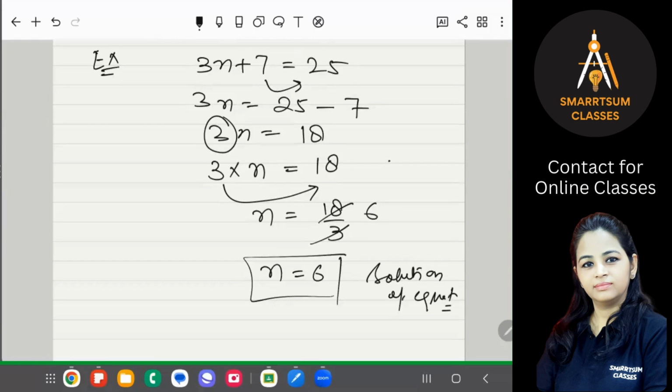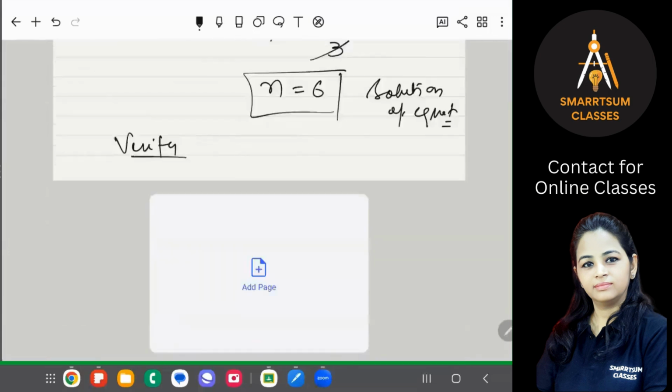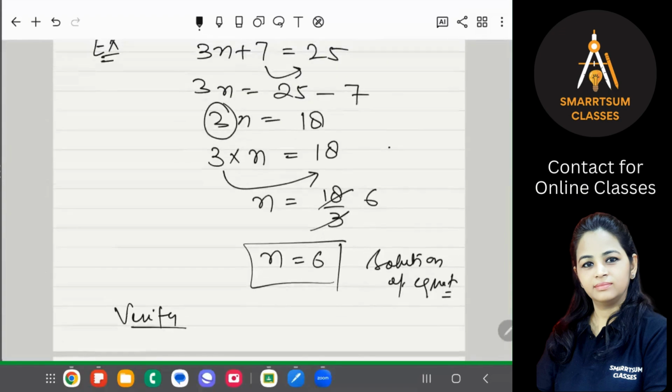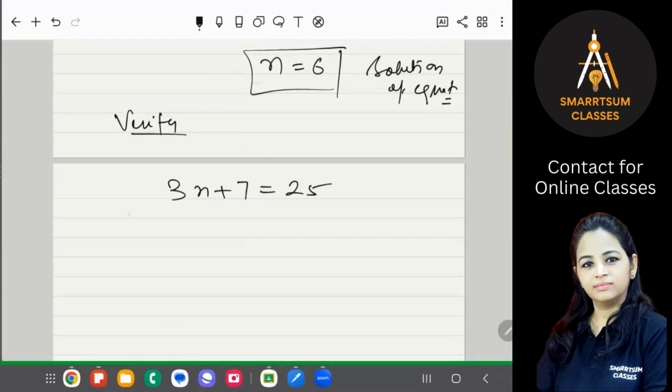Right? So the value of the variable you get this way will be the solution of the equation, and you can check whether it is correct or not. So how to verify? We will verify this by putting the value of n again in the given equation. So your given equation is 3n plus 7 is equal to 25. Now put the value n is equal to 6.